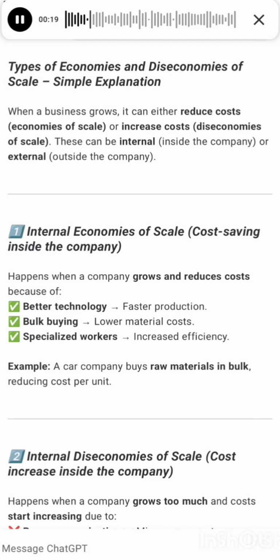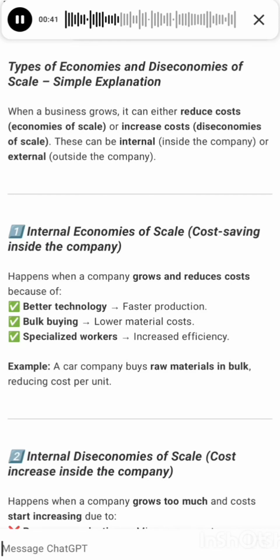Internal economies of scale: cost saving inside the company. It happens when a company grows and reduces costs because of better technology, faster production, bulk buying, lower material costs, specialized workers, and increased efficiency. Example: a car company buys raw materials in bulk, reducing cost per unit.